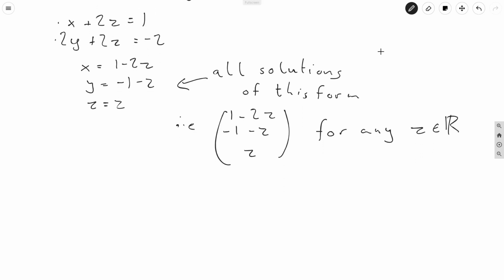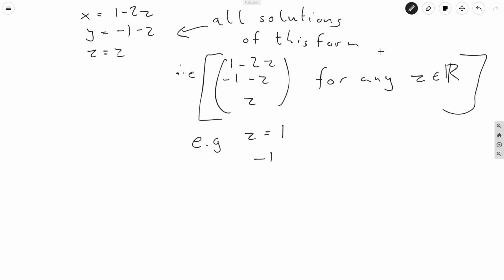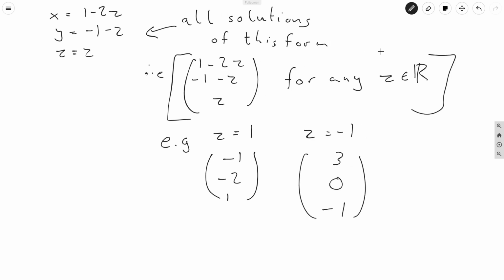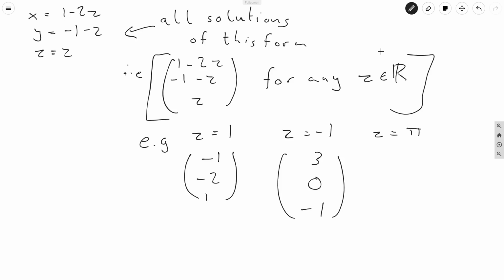But this is all solutions. So this is basically your answer to this question. These are all possible solutions. But just for some examples, if z is equal to 1, we'll notice that minus 1, minus 2, 1 is a solution. If z is equal to minus 1, we'll get 3, 0, minus 1 is a solution. And if z is equal to pi, then 1 minus 2 pi is a solution, minus 1 minus pi is a solution, and the third component is pi. So remember that our solutions are coming in triples because we have to have a value for x, y, and z, and this classifies all possible such triples.